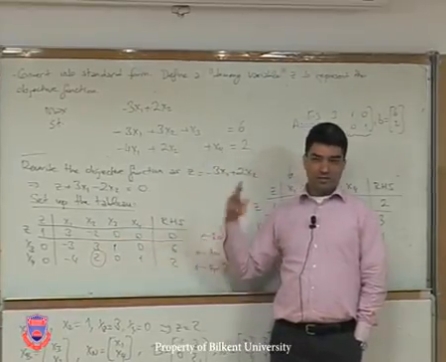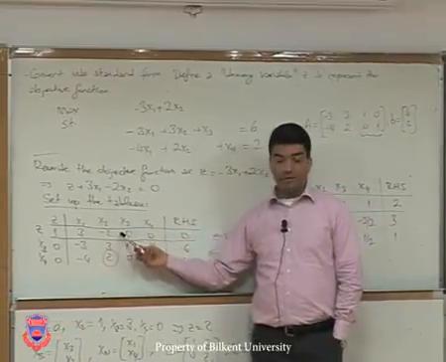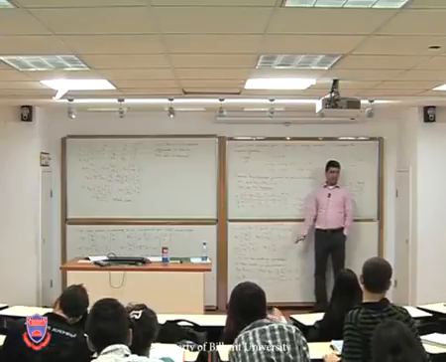The only difference between minimization and maximization is that in maximization, you look for a negative coefficient. In minimization, you look for a positive coefficient. Any other questions?